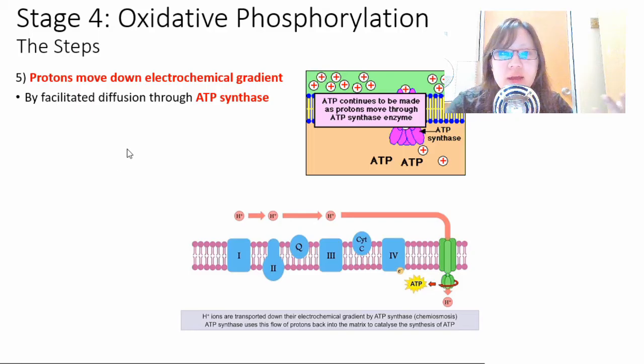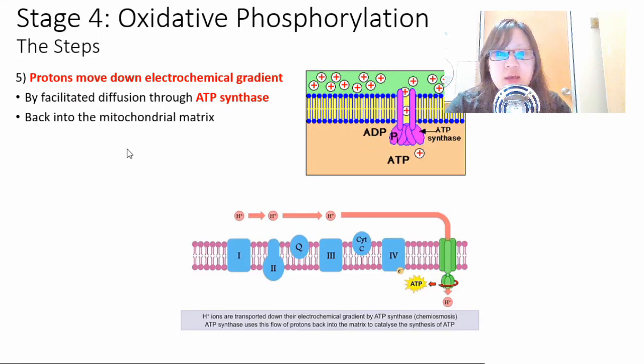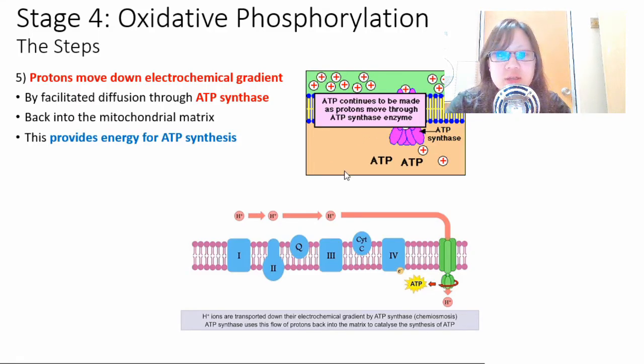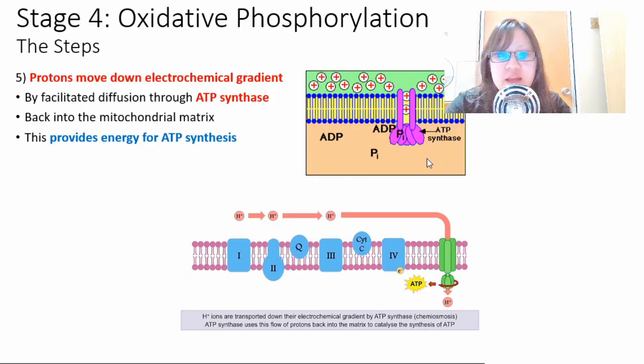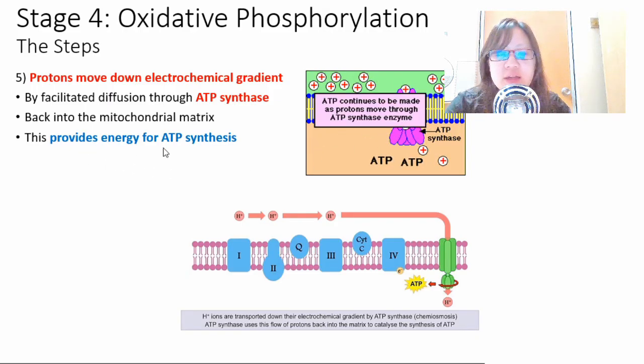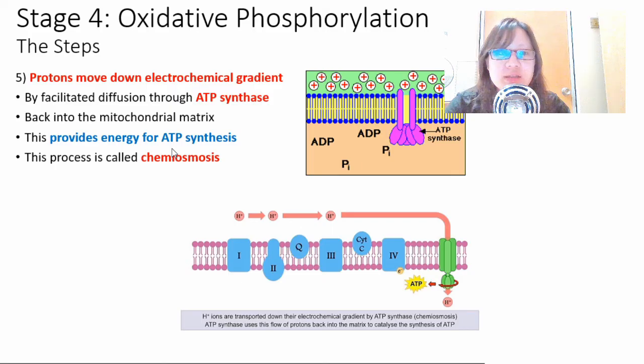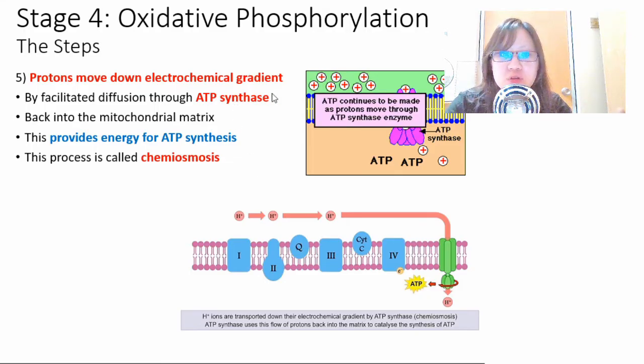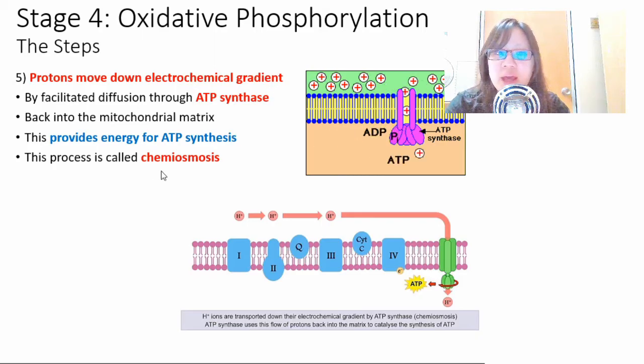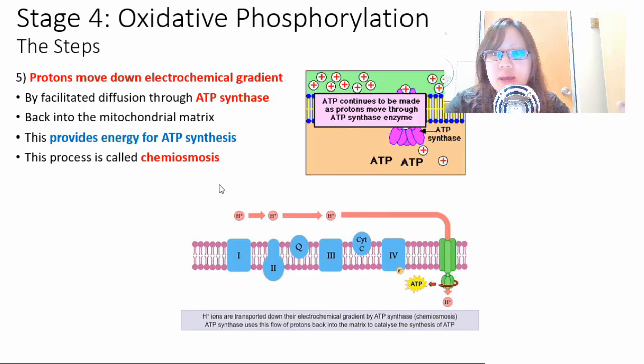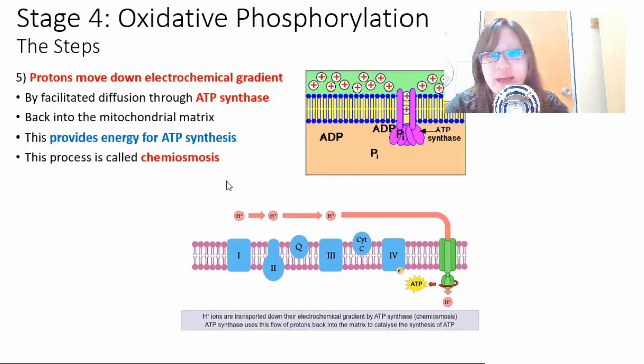But what it does is go back to the mitochondrial matrix, and it helps ATP synthase by providing energy for ATP synthesis. This entire process of using an electrochemical gradient in order to make ATP is called chemiosmosis. How cool is that?